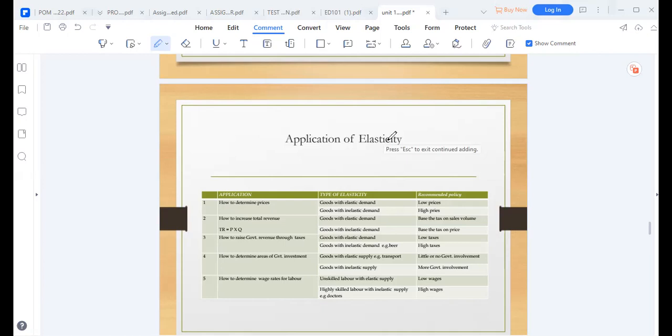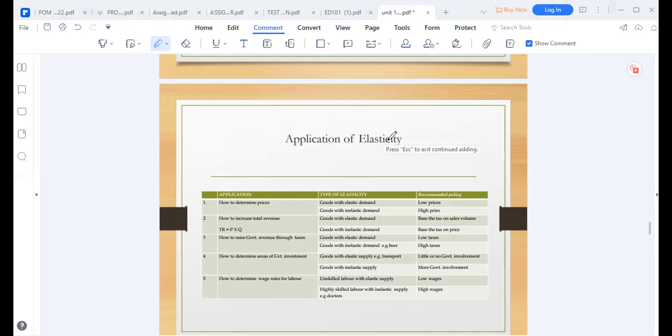Now, how government raises revenue through taxes. When government is faced with an elastic demand, people don't have money, and that is why government will reduce the taxes. But if the demand in the country is generally inelastic, for instance on beer, people will still buy. That is where they should concentrate their taxes. Now, how does government also apply elasticity with regards to investment?